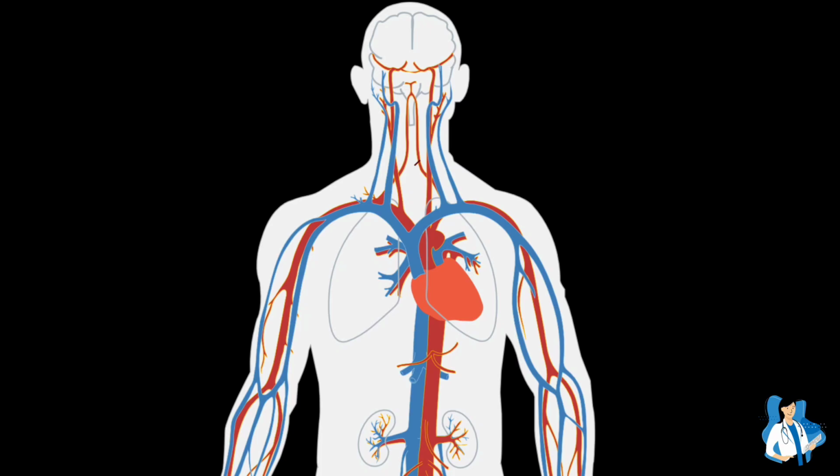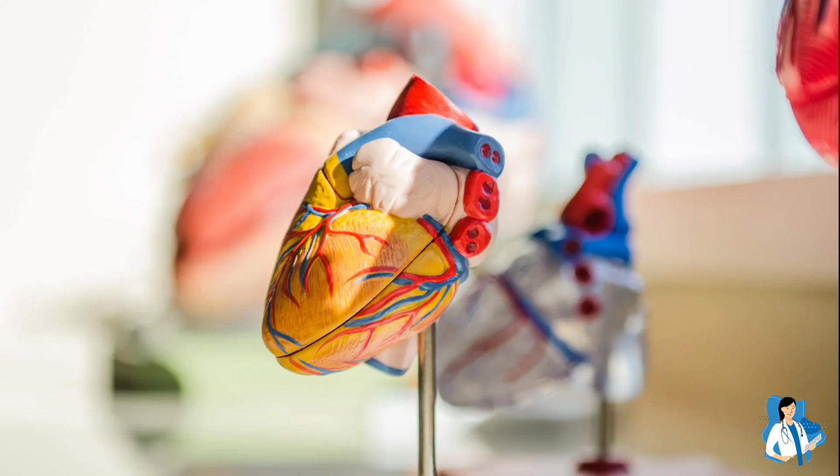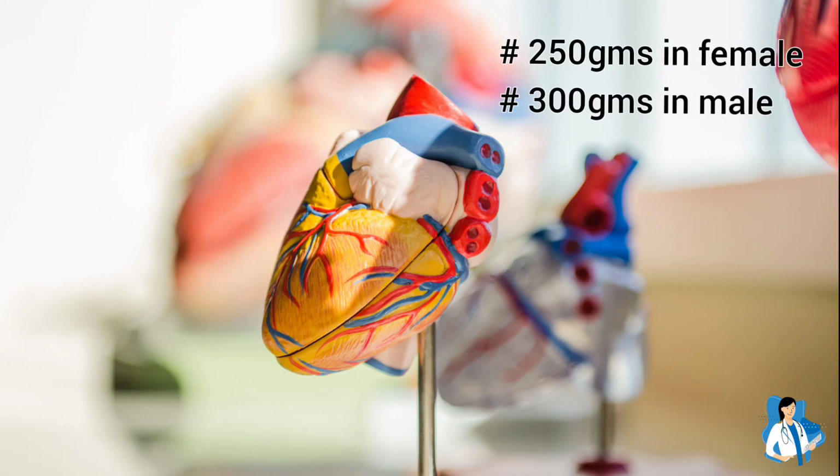It's a small organ that is about the size of a fist. It measures 12 centimeters long, 9 centimeters wide, and 6 centimeters thick. The average mass of the heart is 250 grams in an adult female and 300 grams in an adult male.